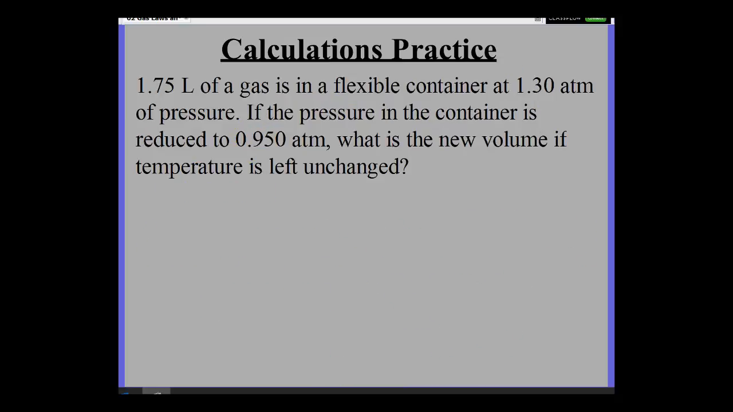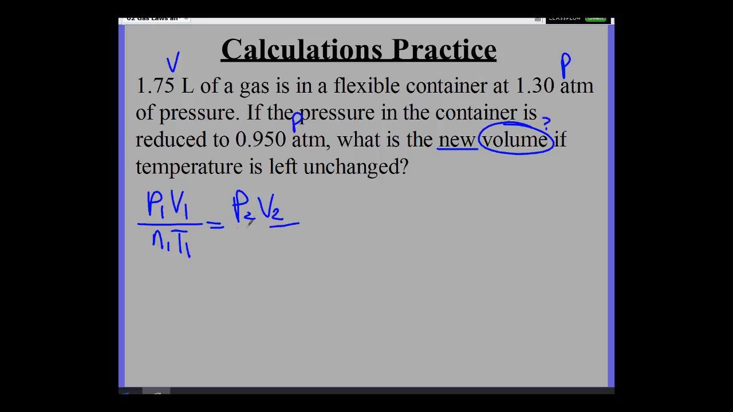So, just like always, 1.75 liters is a volume of a gas in a flexible container at 1.30 atmospheres, which is a pressure. If the pressure in the container is reduced to 0.950 atmosphere, also pressure, what is the new volume if the temperature is left unchanged? So, we have 1 volume, 2 pressures. We know we need to use number 3 because there's 2 pressures. So we have P1 V1 over n1 T1 equals P2 V2.